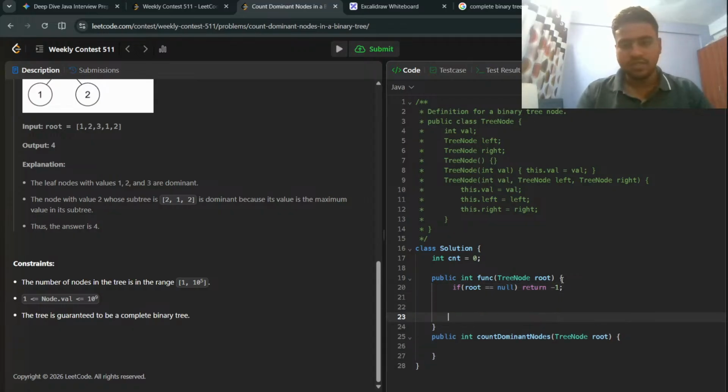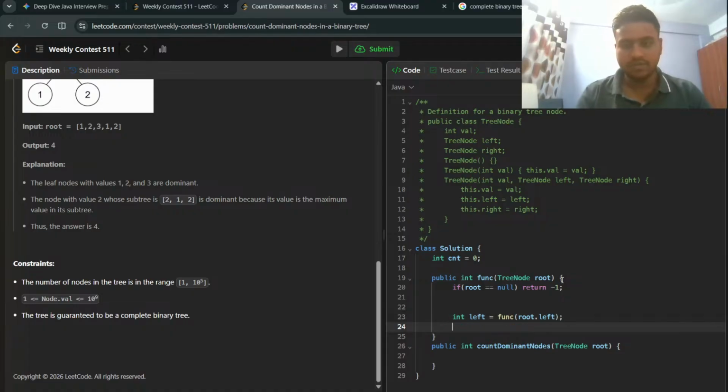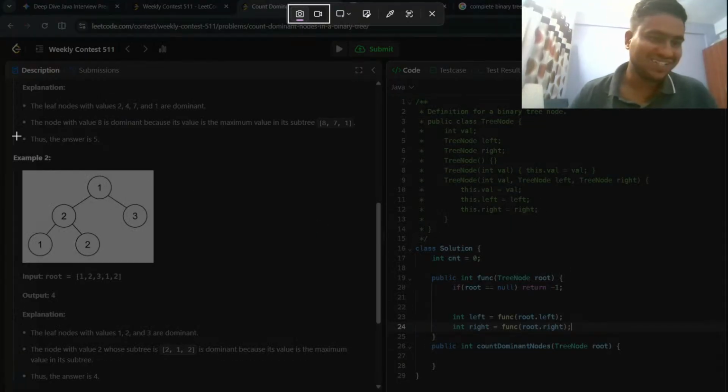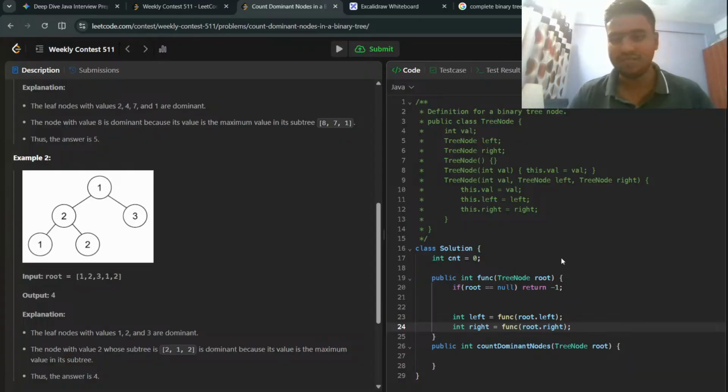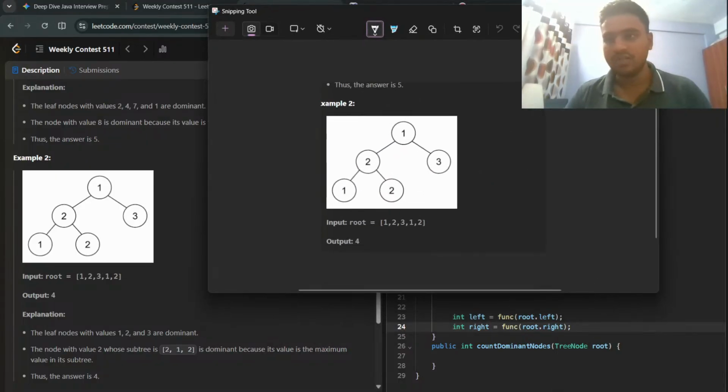Correct. Otherwise, int left is equal to function root dot left. It is going to return left, while int right is equal to function root dot right. Okay. Firstly, I'm going to explain my approach, and then we're going to code. Actually, I didn't even explain the code, so let me explain the code first. Then we'll go ahead and explain the logic as well.